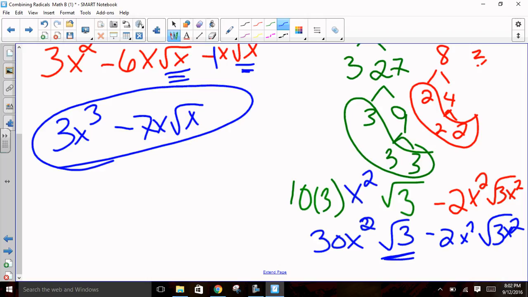Take a look. Are my square roots the exact same? Nope. Means I can't do anything else. So ta-da! It's my answer.